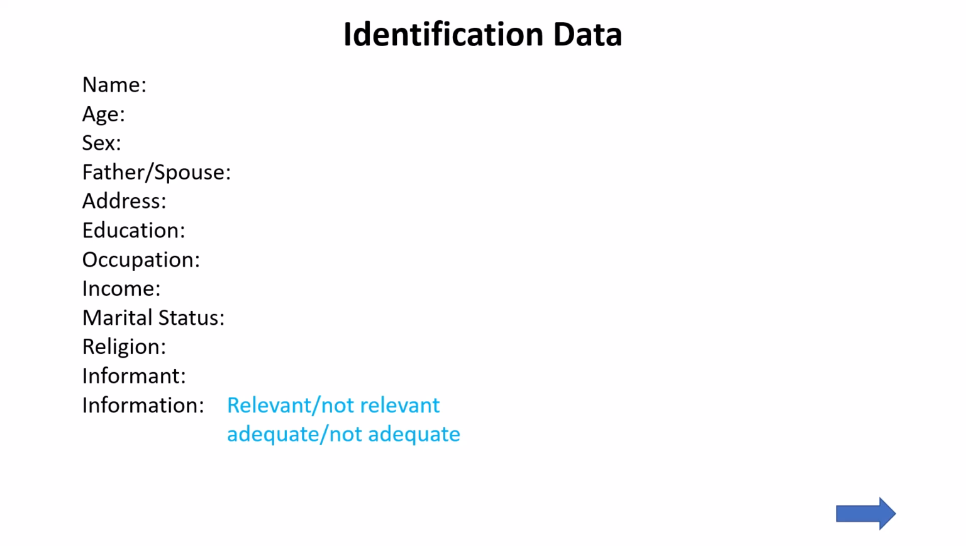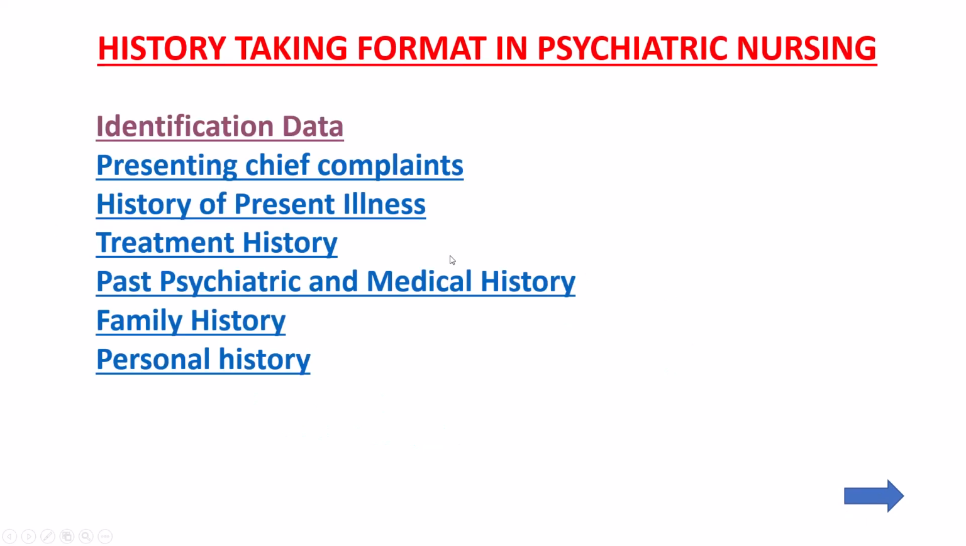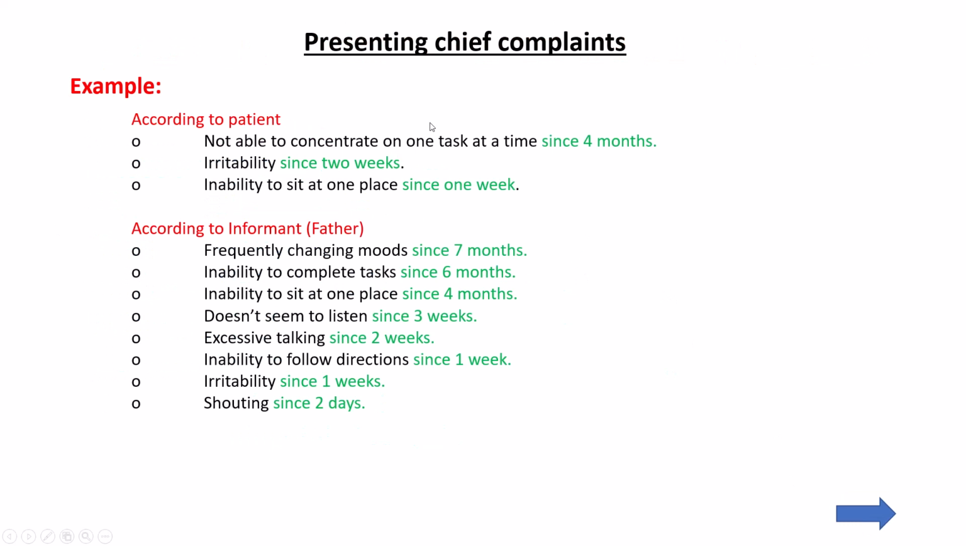So like that, this identification data is very helpful. Okay, next, presenting chief complaints. Here, many complaints will be there with the patient. The important thing is we have to take down the complaints in chronological order. Chronological order means what happened to him first, that you have to write.